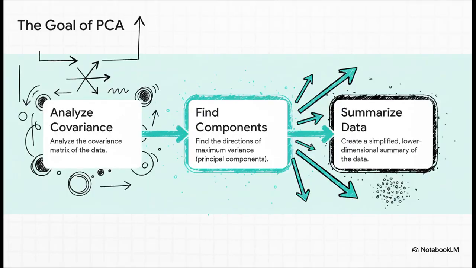So how does it make this highlight reel? Well, essentially, PCA studies how all the different features in your data move together. It then creates these brand new, combined features, we call them principal components, that capture the most important patterns. The first component grabs the biggest pattern, the second one grabs the next biggest, and so on. This lets us build a really powerful summary with just a handful of these key components.